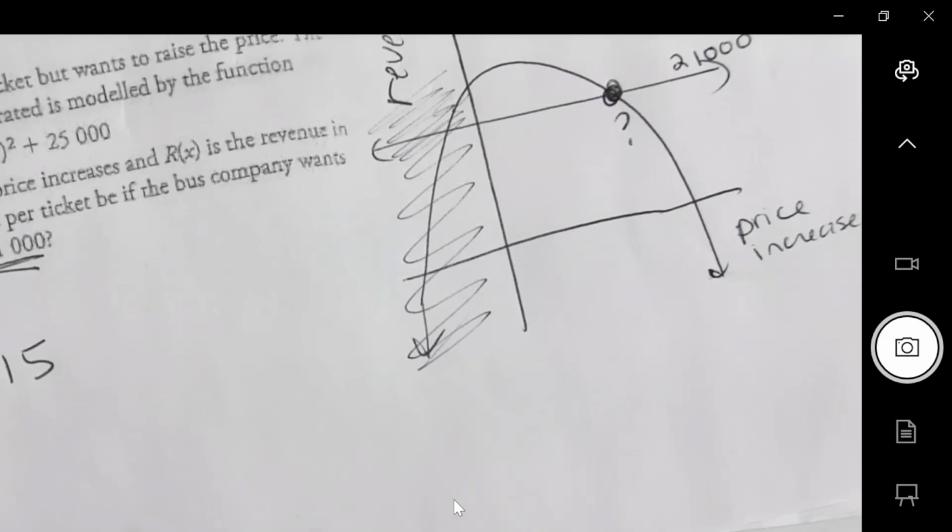Okay, not my answer, but I got 15 out of that. Good, everyone found that number? Okay, so that is the number of price increases. So what is the actual price?